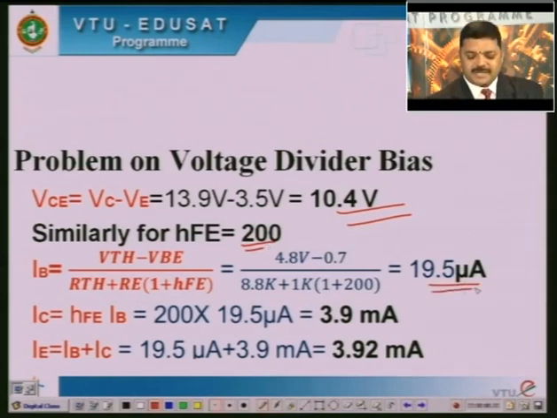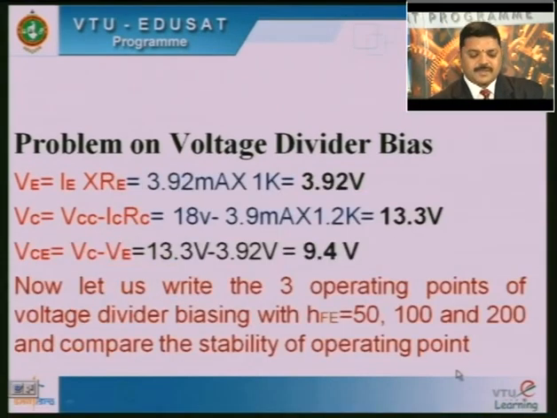IB is found to be, for HFE equal to 200, 19.5 microamps, and IC is equal to 3.9 milliamps, and IE is equal to 3.92 milliamps. Similarly, VE is found to be 3.92 volts, and VC is equal to VCC minus IC RC, which is found to be 13.3 volts, and VCE is equal to VC minus VE, which is found to be 9.4 volts.